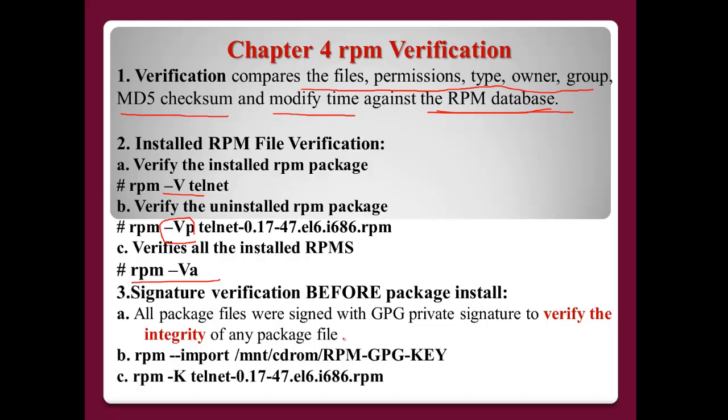Number 3, signature verification before a package is installed. All package files are signed with a GPG private signature to verify the integrity of any package file. To verify the integrity means checking whether there is any change in these packages. So in this case, we need the signatures. For the signature, we need to install the signature file using the option rpm --import. If you have the installation CD or DVD, you can find this GPG key. And rpm -K, capital K, and the package name. In this case, we can verify an uninstalled package using the option -K.